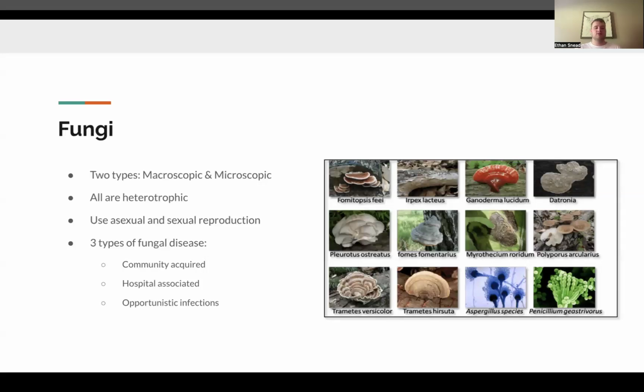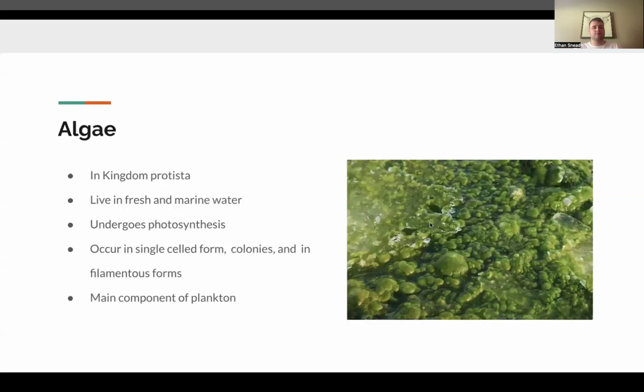There are three different types of fungal disease that the CDC studies. Community acquired is a disease that is caught from a person while out and spending time in other places. The hospital-associated fungal disease can be caught inside and in the presence of hospitals. The opportunistic infections are infections caught by individuals who have a lowered immune system. To the right here, you can see a picture of different types of fungi.